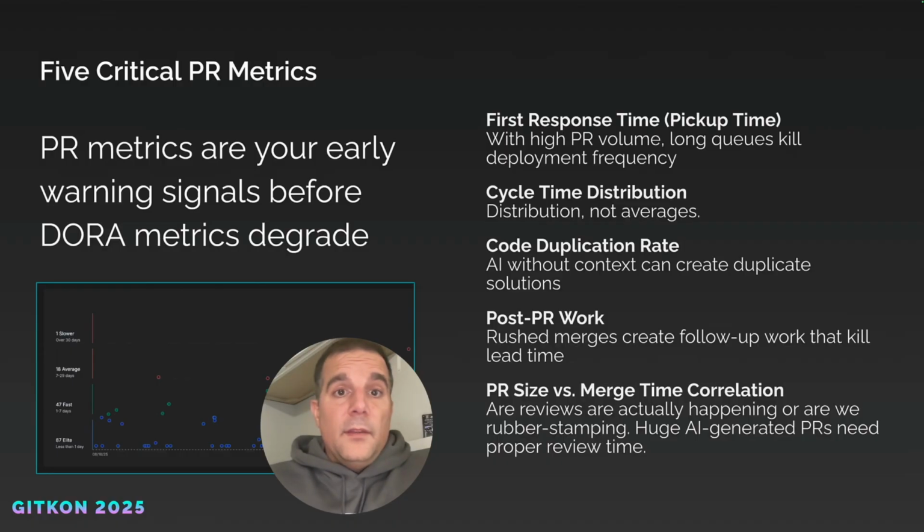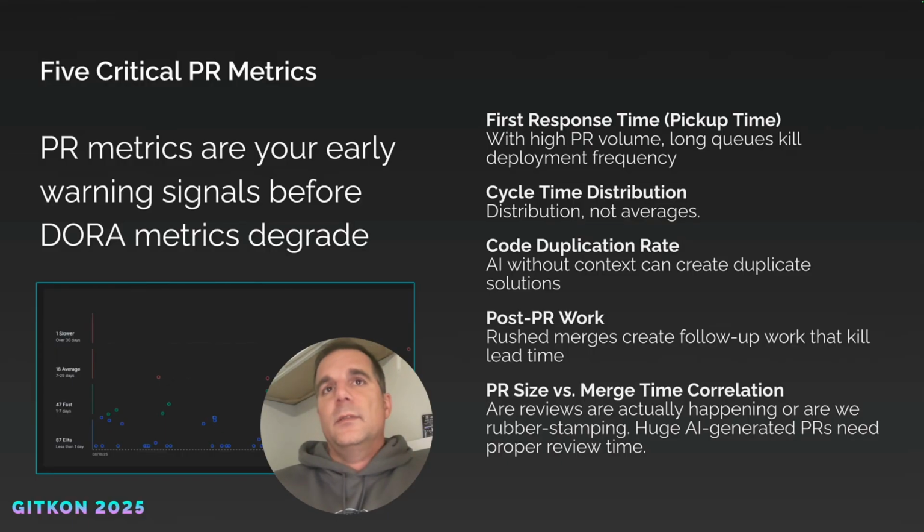So the first one we'll talk about is first response time. Sometimes it's called pickup time. And with a high PR volume, those queues will delay that, right? You'll see a higher number of PRs not being responded to. And you'll see the time itself, the average time it takes to pick up a PR overall, going up as well. One of the core ones we've talked about a lot is cycle time.